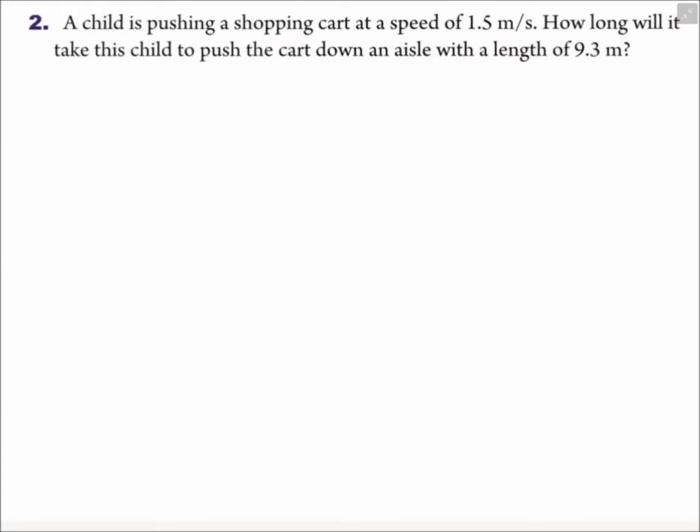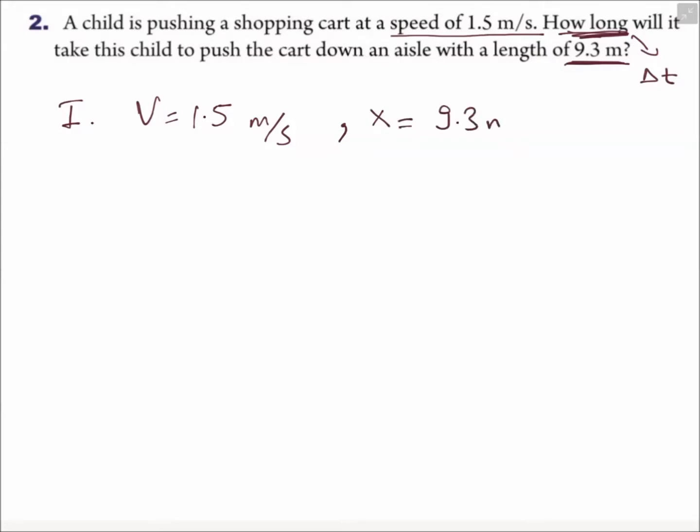In this question it says a child pushing a shopping cart at a speed of 1.5 meters per second. How long will it take? That means here it is asking delta t. How long will it take the child to push the cart down an aisle with a length of 9.3 meters? So in the first step, I'm going to write the given speed equals 1.5 meters per second, and another given, length, which is x, is 9.3 meters. And the question asks what is the delta t or t.